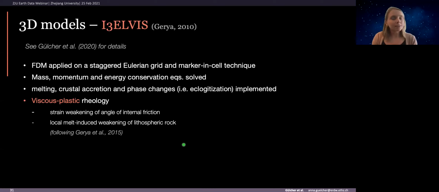And lastly, the model that we employ assumes a viscoplastic rheology. And this rheology includes strain weakening of the angle of internal friction of rocks, and also local melt-induced weakening of lithospheric rock. And if you want to know more about these techniques, you can see the method section in our paper or ask a question at the end of this talk.